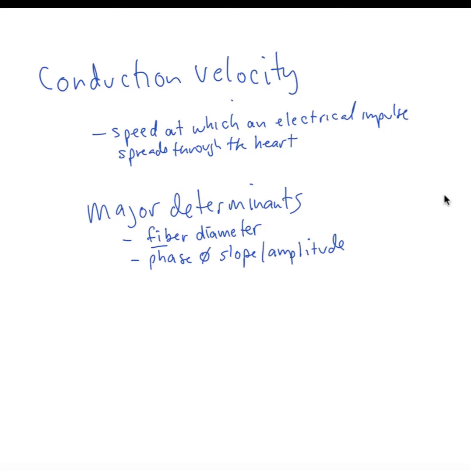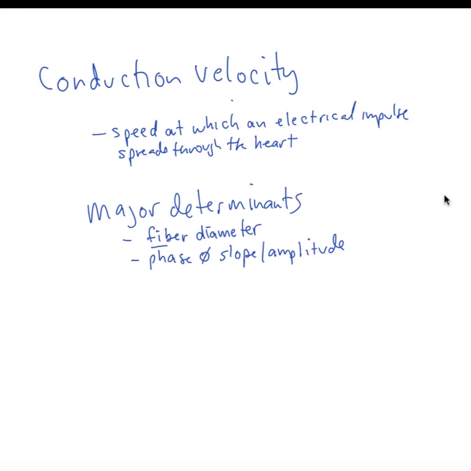So now we're going to talk about cardiac conduction velocity. Conduction velocity is the speed at which an electrical impulse spreads through the heart in this context. The major determinants are the fiber diameter, and we saw some examples of this. The left bundle branch is thicker than the right bundle branch. It has a bigger diameter, and so it does conduct a little bit faster than the right bundle branch, and therefore the left ventricle depolarizes a little bit before the right ventricle does.